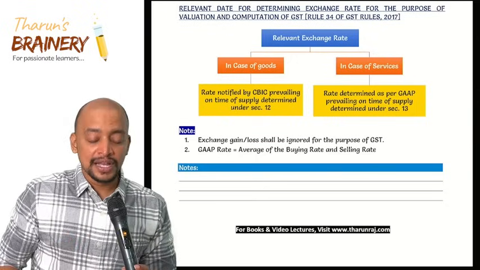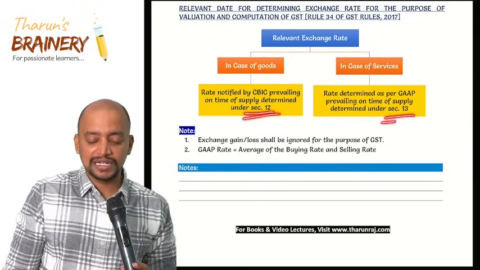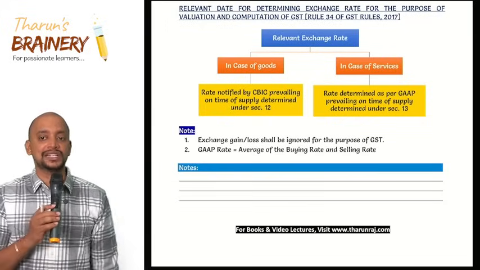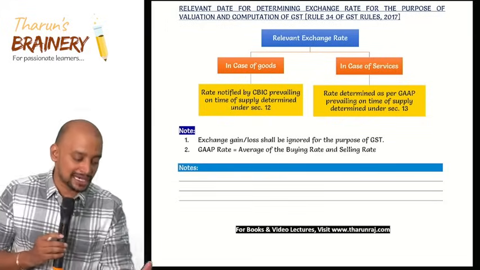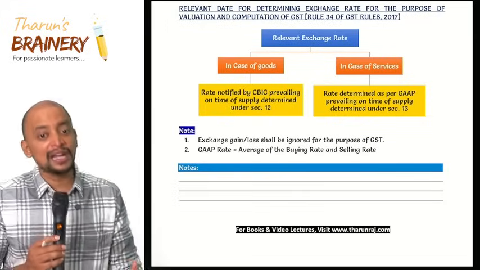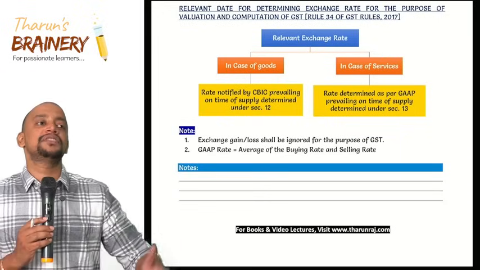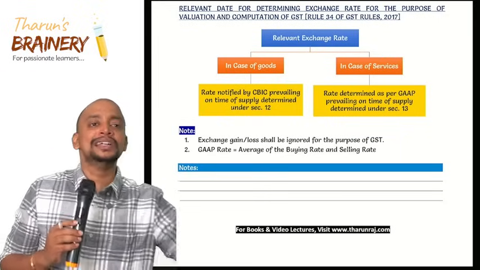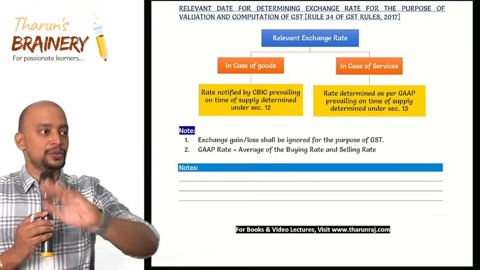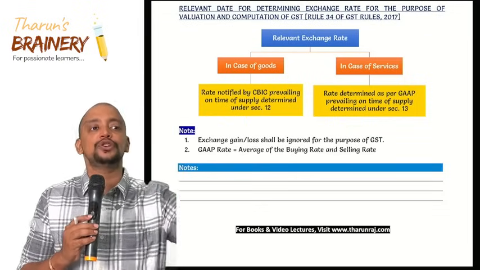Prevailing on which date? Prevailing at the time of supply determined under section 12 and 13 of the CGST Act. So first, for a transaction, we need to determine the time of supply. On that time of supply, whatever is the CBIC notified rate for goods and GAAP rate for services should be taken and converted into Indian rupees, and you pay the GST.